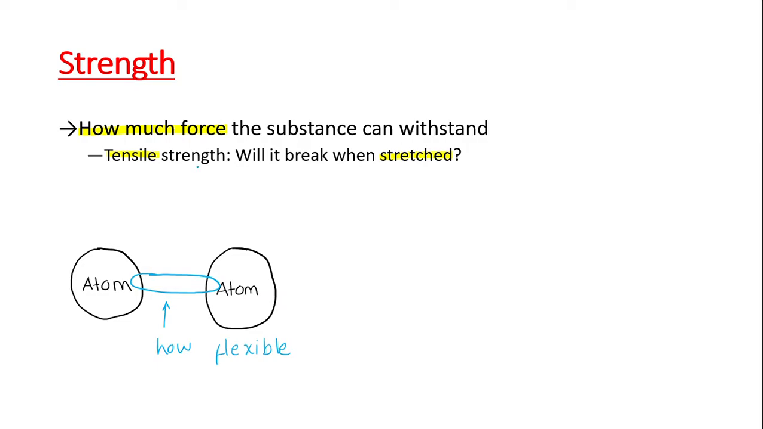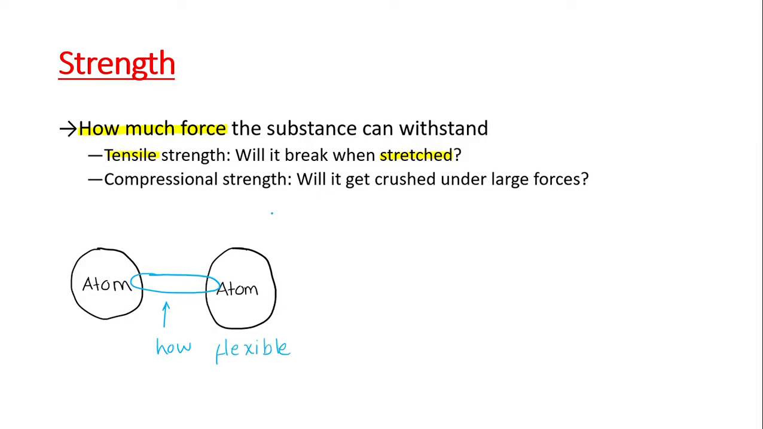The second force that they talk about is compressional strength. And compressional strength talks about if the object is going to be crushed under large forces. Okay, so I'm going to give an example about these two types of objects.